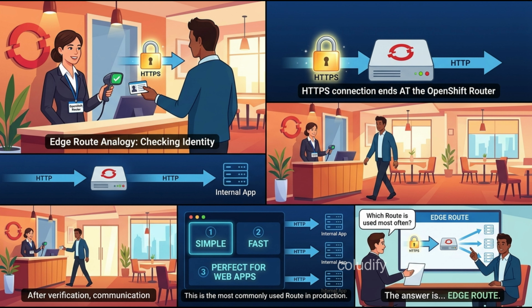Imagine a customer walks into your restaurant. At the reception, the receptionist checks their identity. After verification, the customer walks inside normally. That's exactly how an edge route works. The HTTPS connection ends at the OpenShift router. After that, communication to the application becomes plain HTTP. This is the most commonly used route in production because it's simple, fast, and perfect for most web applications. Whenever someone asks in an interview which route is used most often, the answer is edge route.